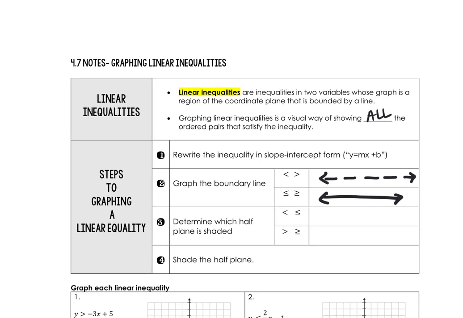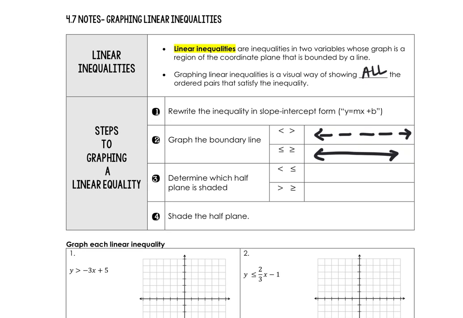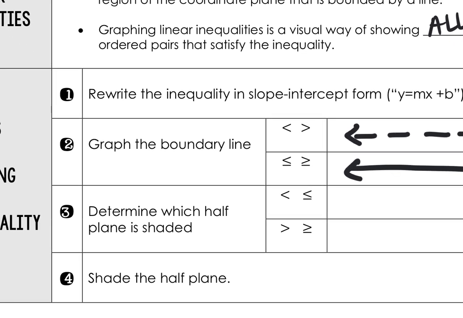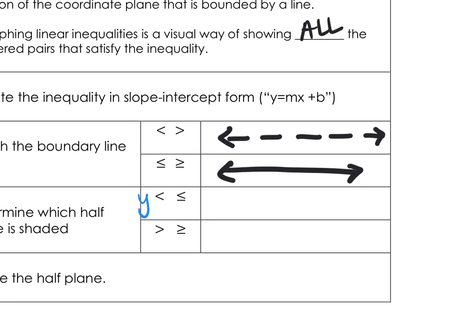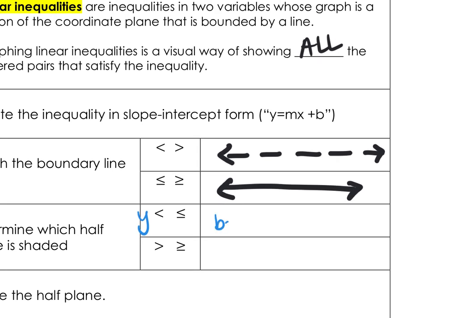Then, after we draw our line, we're going to shade a portion of the grid that includes all of the solutions. And if our inequality is like y is less than or less than or equal to, then you're going to shade the region that's below the y-intercept. So we're going to shade the region of the grid that includes anything below the y-intercept, if it's a less than or equal to.